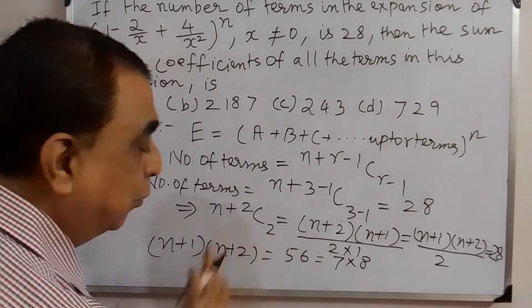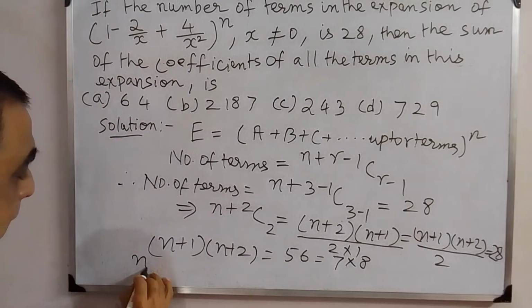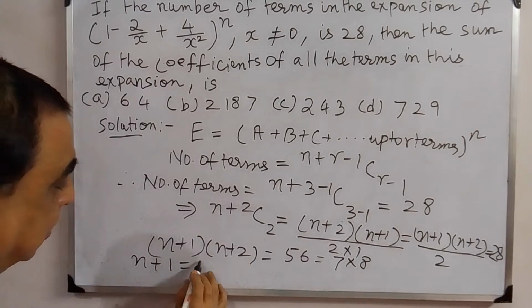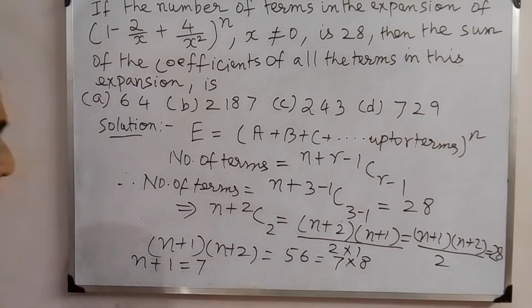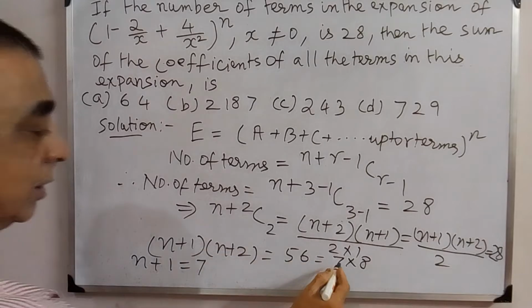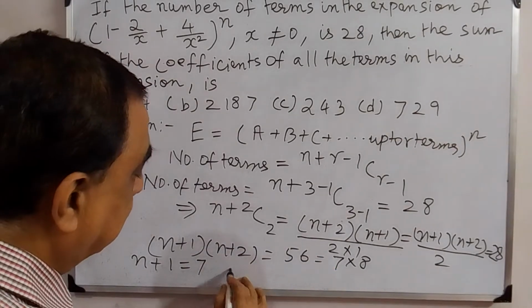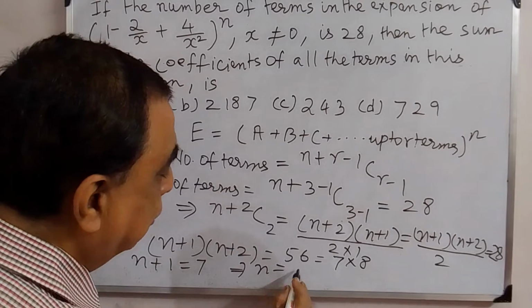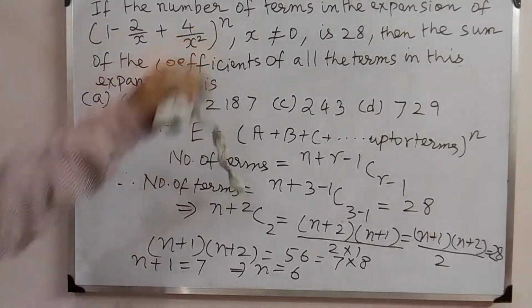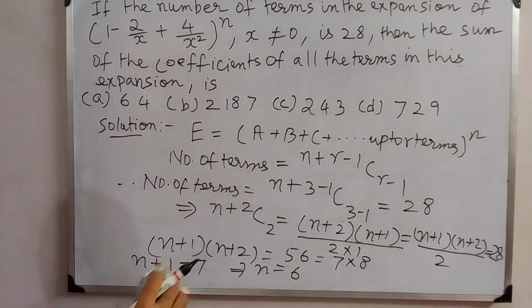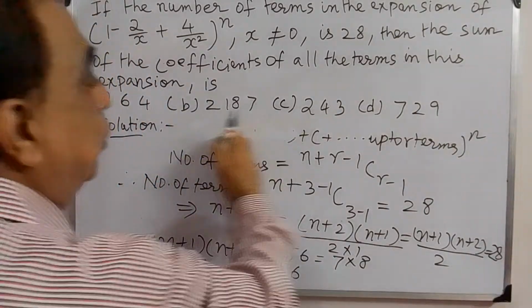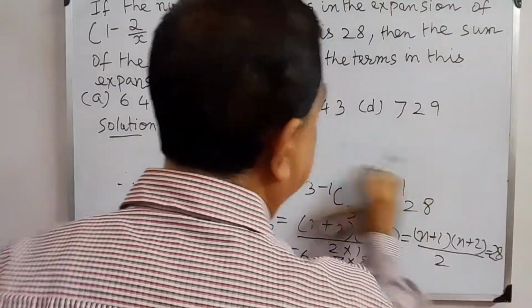So n plus 1 will be 7, the smaller number. n plus 1 is the smaller of these two, that will be equal to 7. So from here we are getting n equal to 6. So first we have found the value of n.